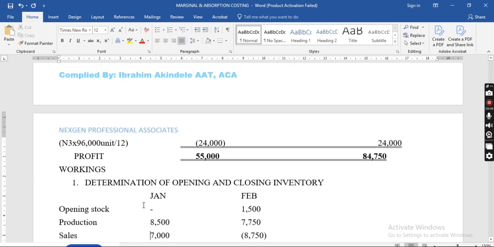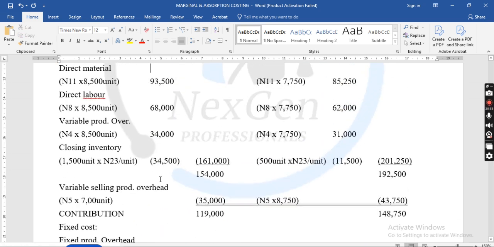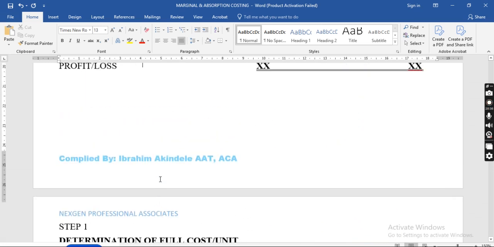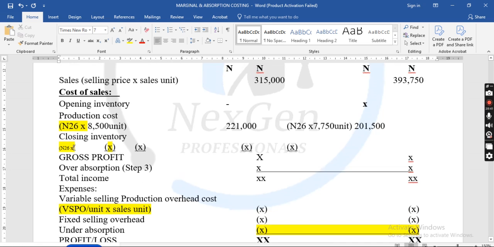Where is it? Determination of opening and closing inventory. Look at it here now. Is it not 1,500 units? We've done it before. 8,500 units, this is sales. I said unit. Is that not so? It is 1,500 units. Right? So you can multiply.